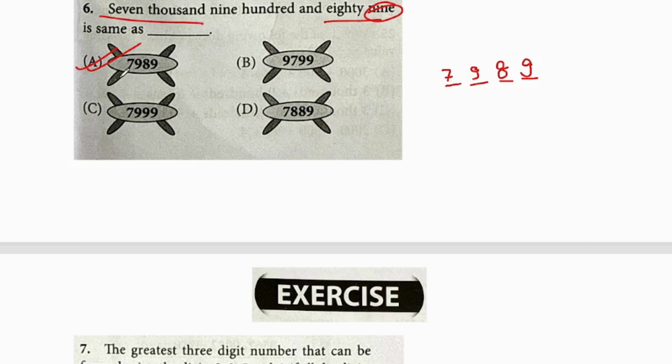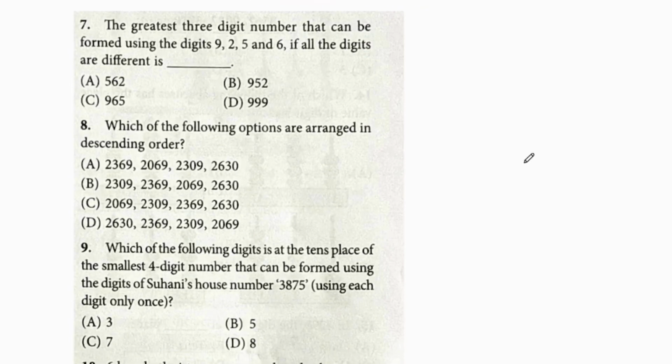This is the expanded form. This is the short form. Expanded form, you give the positions and solve it. Put the digit given there, and you will get the number. Okay, you solve the next question.